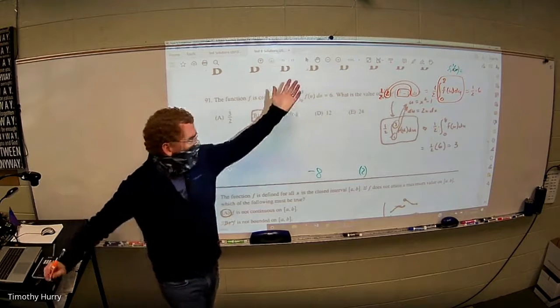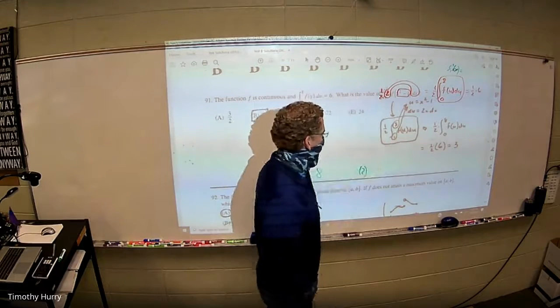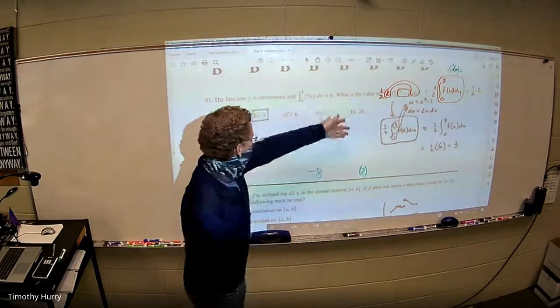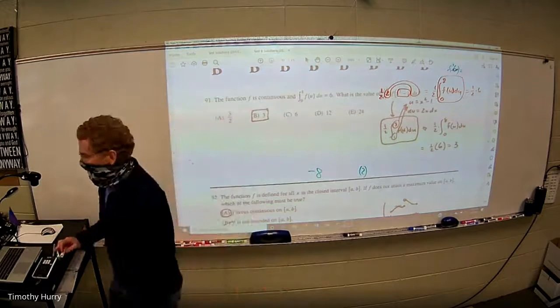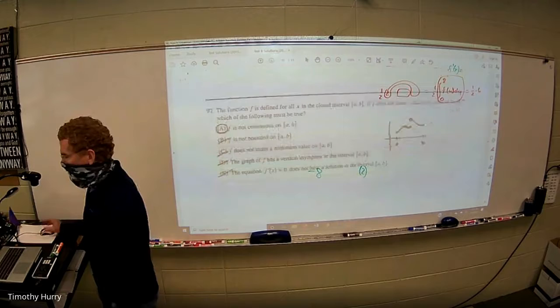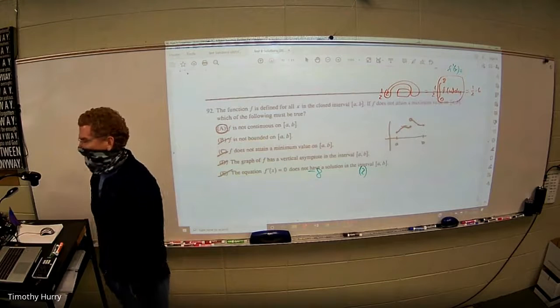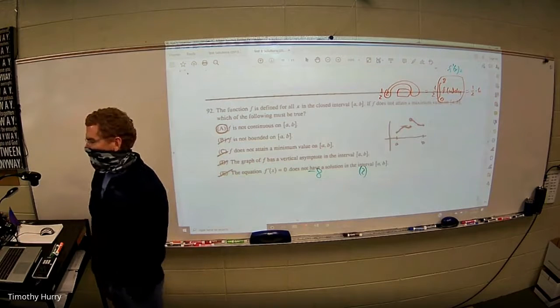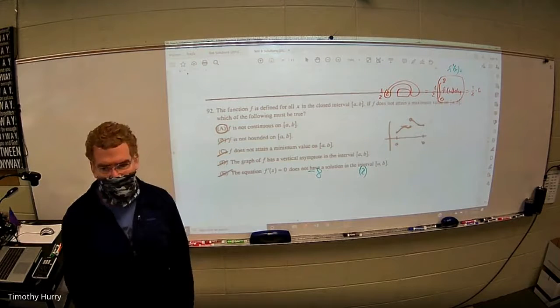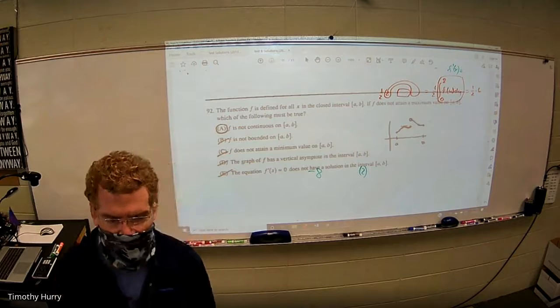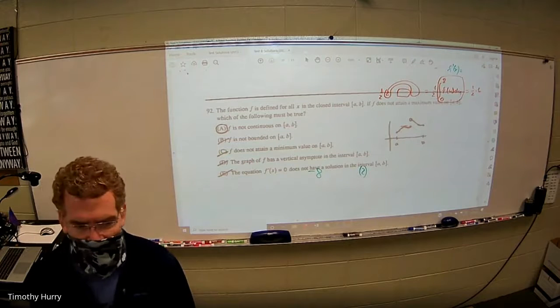And if you didn't make that substitution, you're sitting here going, how am I supposed to know from 1 to 3? How do I use that? And I don't have an answer to that. So 92, it says the function f is defined for all x in the closed interval, and f does not attain a max. Whoa. On a closed interval, f always has a max. Isn't that what the EBT says?